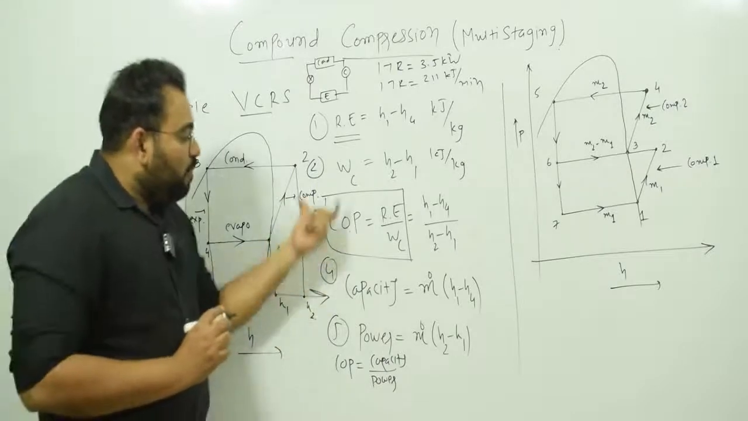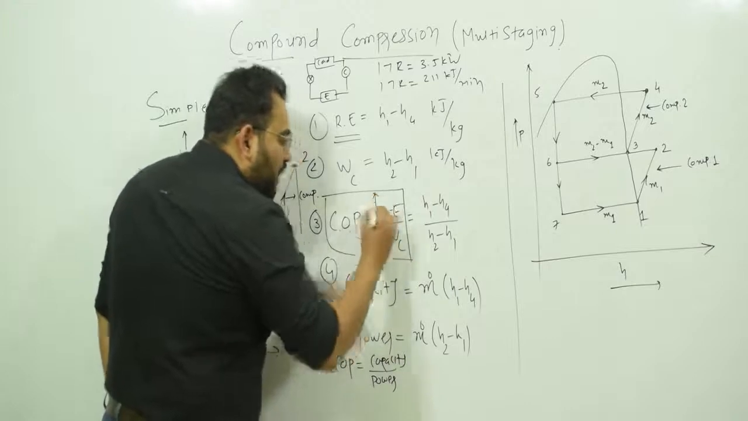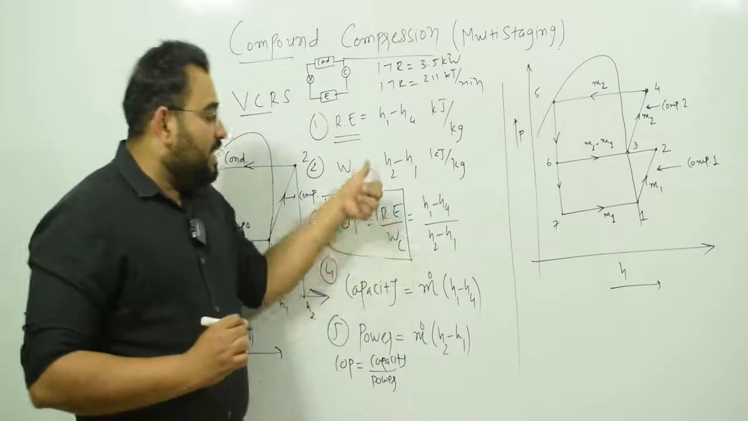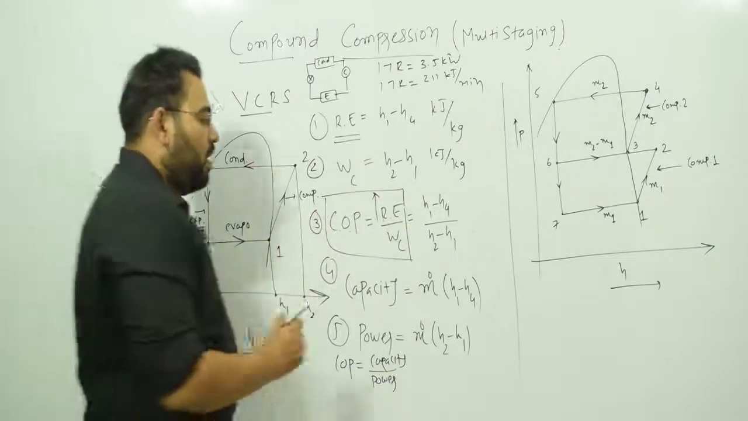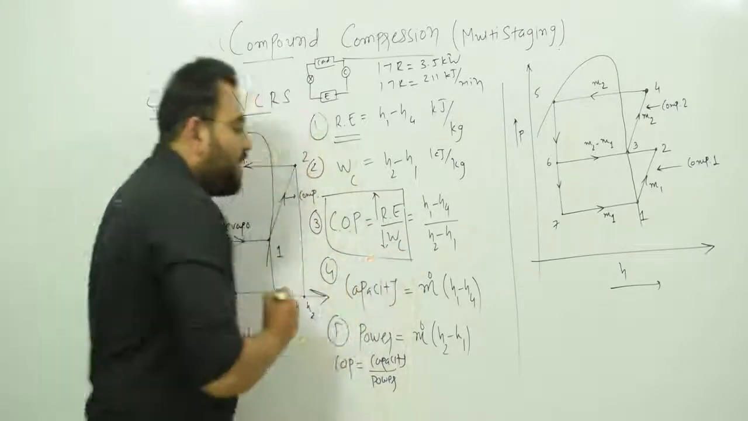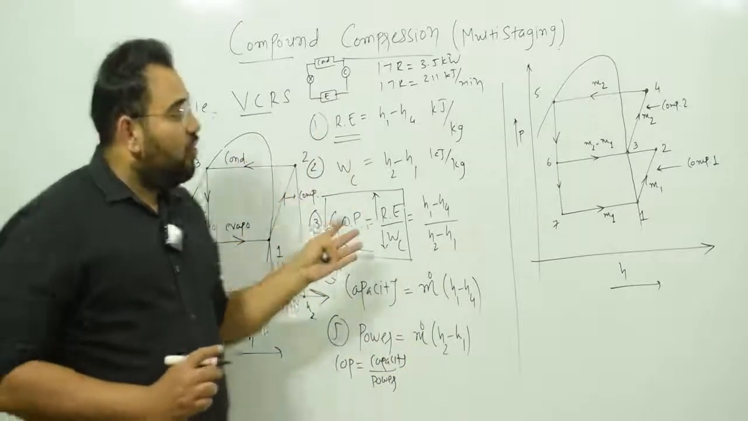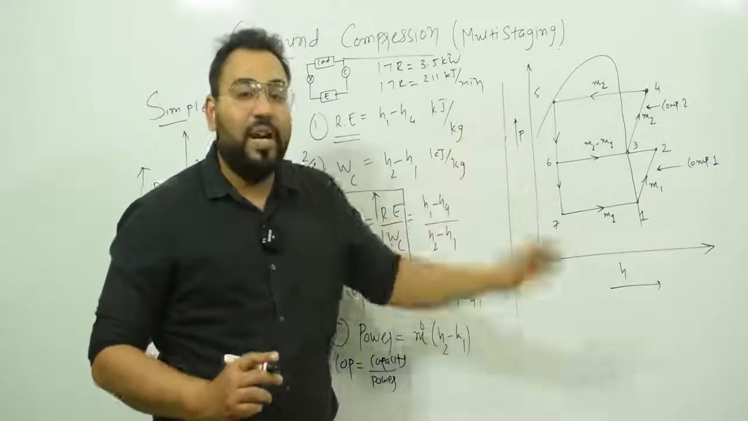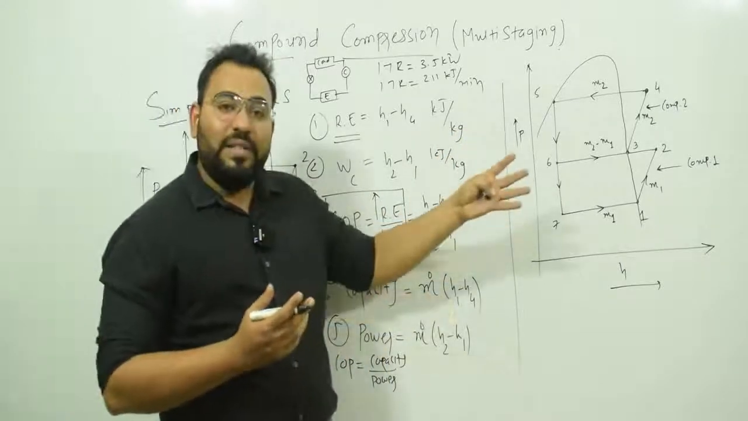So if you want to improve the COP, what do you have to do? Either you improve the refrigerating effect, that means increase the refrigerating effect, then COP is also going to increase, or decrease the work done by compression, then COP will also increase. So why are we coming over here? Because we want to improve the COP in multi-stage compression.